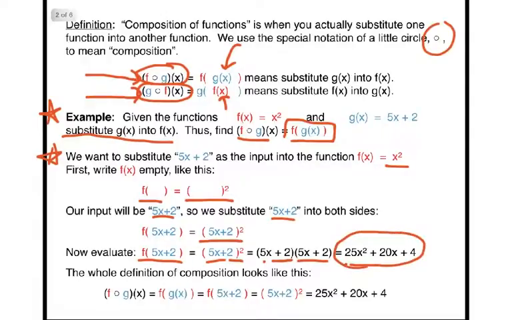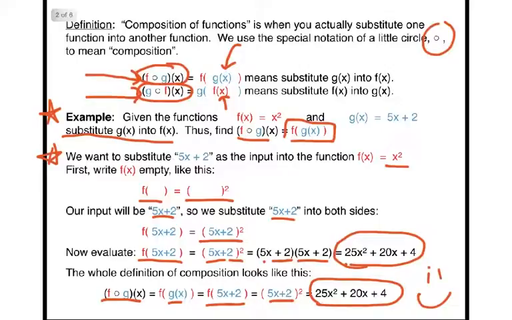The whole definition of composition looks like this. f of g of x, which means you substitute g of x into f of x, which looks like this, f of 5x plus 2. And so you plug the 5x plus 2 into the function of f, which is really something squared, and then you do all the computations and simplify to get your final answer.